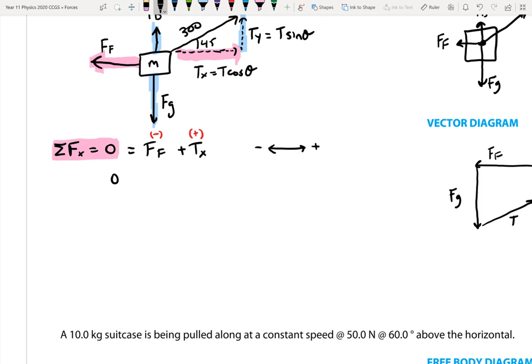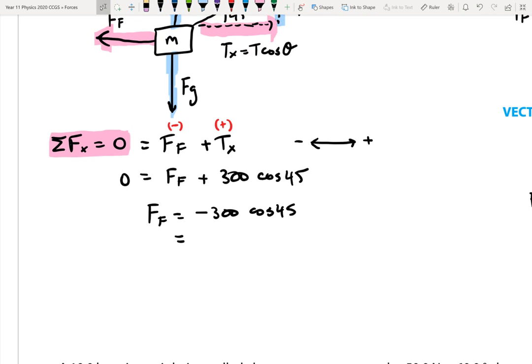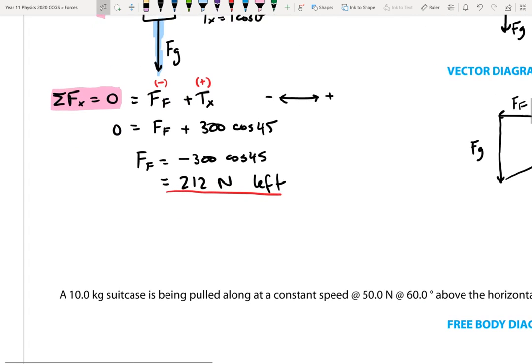Well, we would say 0 equals FF plus 300 cos 45. So FF must be equal and opposite to that. Calculator says that the horizontal component of tension is 212, and so friction must be equal and opposite to that. Well, let's just say left. Not leaving myself much room, so apologies there.